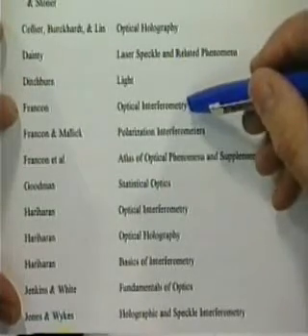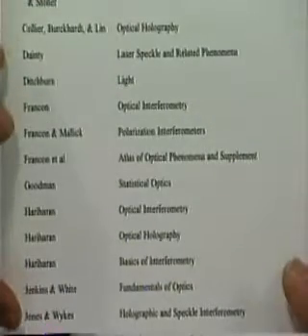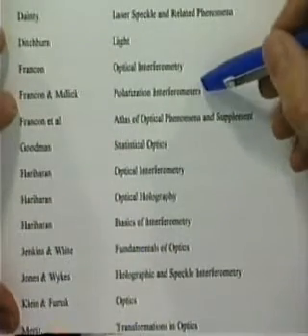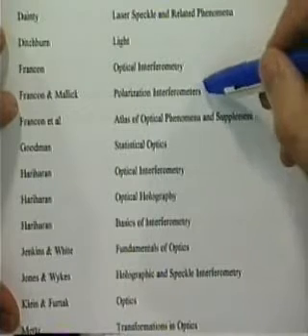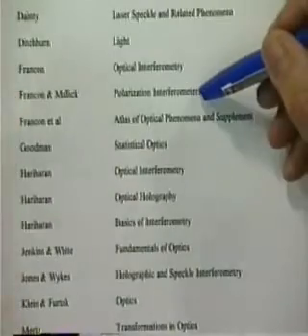Françon has a number of books. Optical Interferometry. It's not one of his better books, but I have it on the list. He has a book with Mallick on polarization interferometers. That's, in my opinion, a very good book. We're not going to use it much in this course, but it's a very good book.